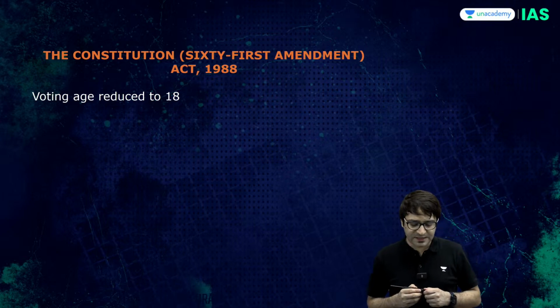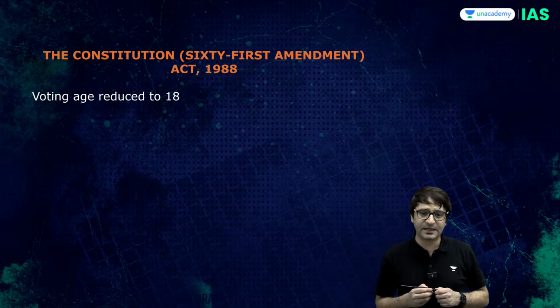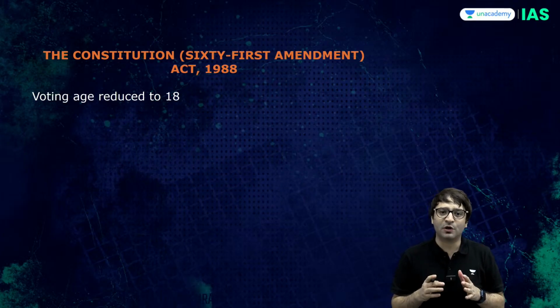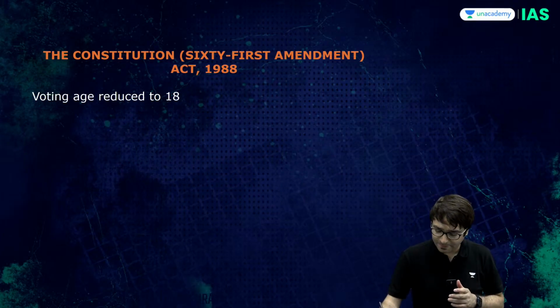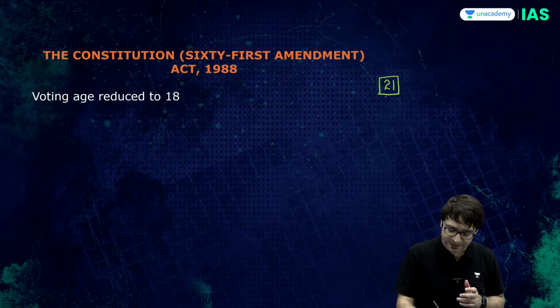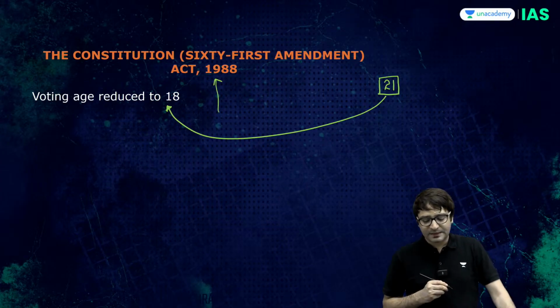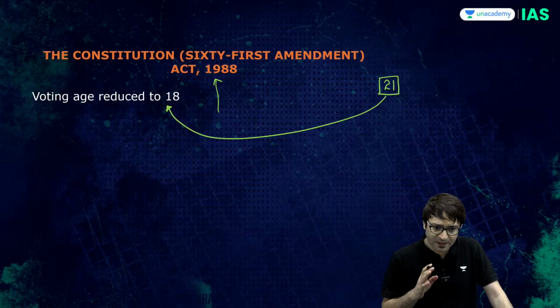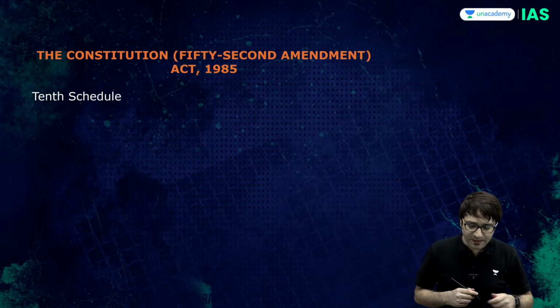The Constitution's 61st Amendment Act 1988. Prior to this amendment, the voting age was 21. This voting age was reduced to 18 because of the 61st Constitutional Amendment Act 1988, when Shri Rajiv Gandhi was the Prime Minister. Clear? Very good.